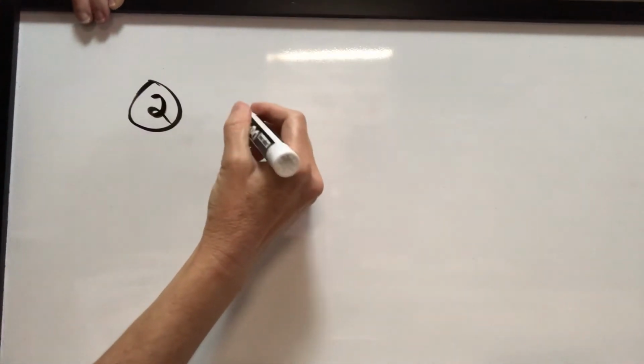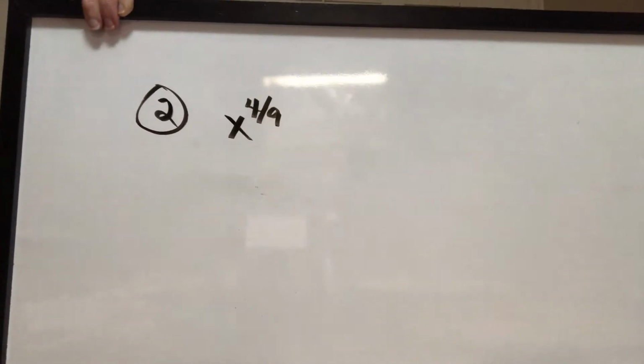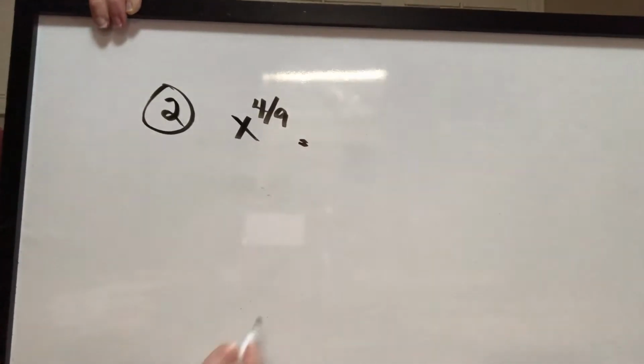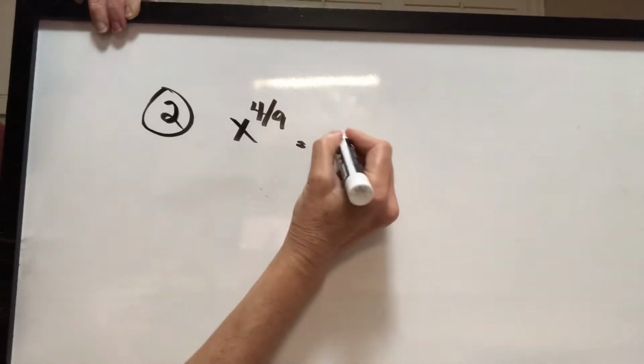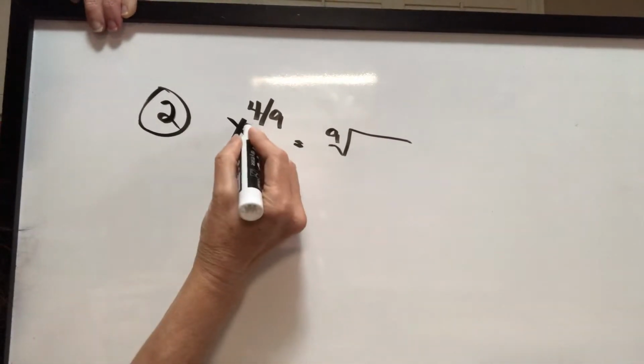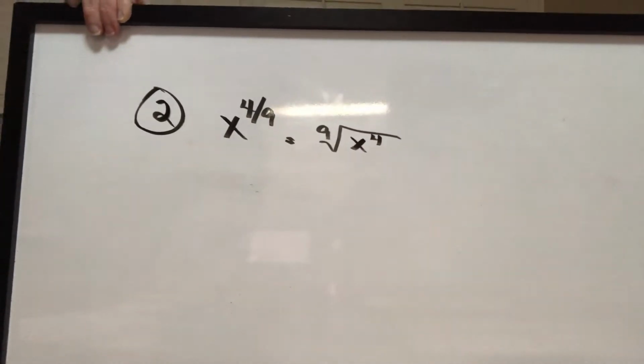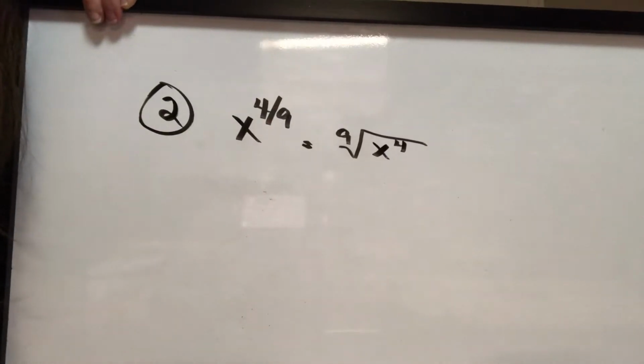Okay, so for number 2, we have x to the 4/9 power. So first you change it to a radical. So the denominator 9 makes it a 9th root. The x would be on the inside to the 4th power. And then you will have to see if you can simplify that.